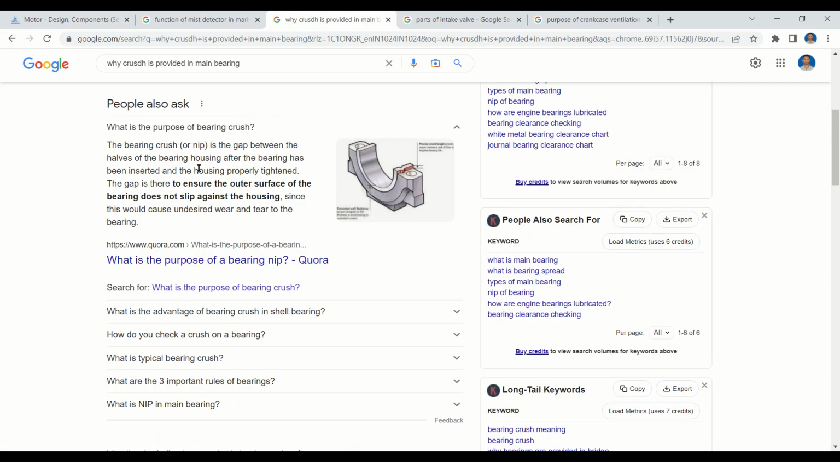Let's see what is the purpose of bearing crush. The bearing crush, sometimes called nip, is the gap between the halves of the bearing housing after the bearing has been inserted and the housing properly tightened. The gap is there to ensure the outer surface of the bearing does not slip against the housing, since this would cause undesired wear and tear to the bearing.